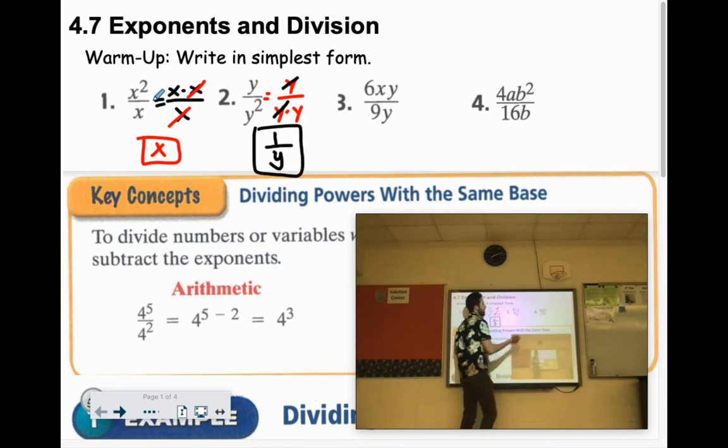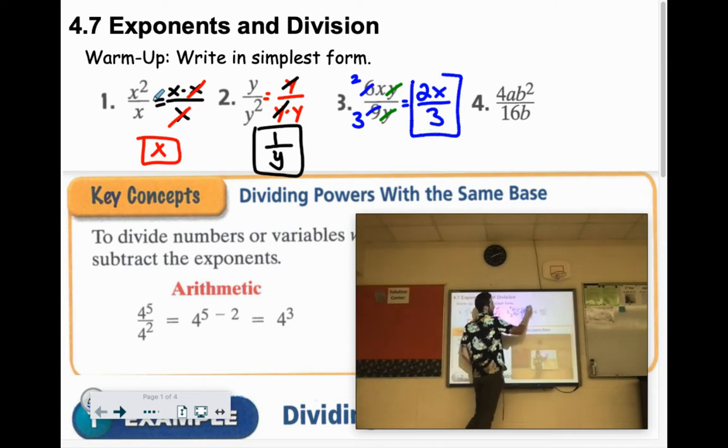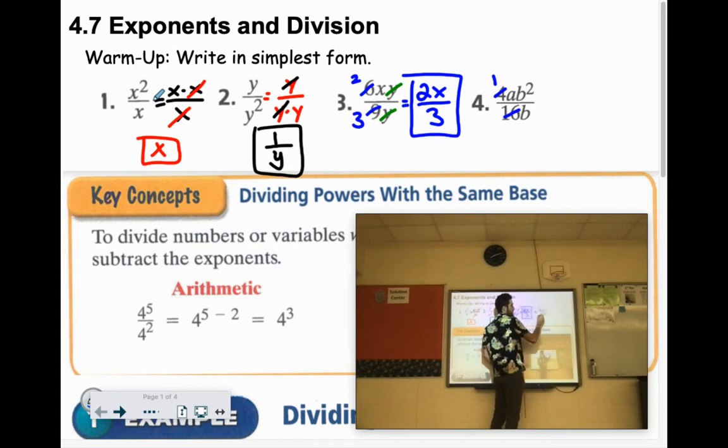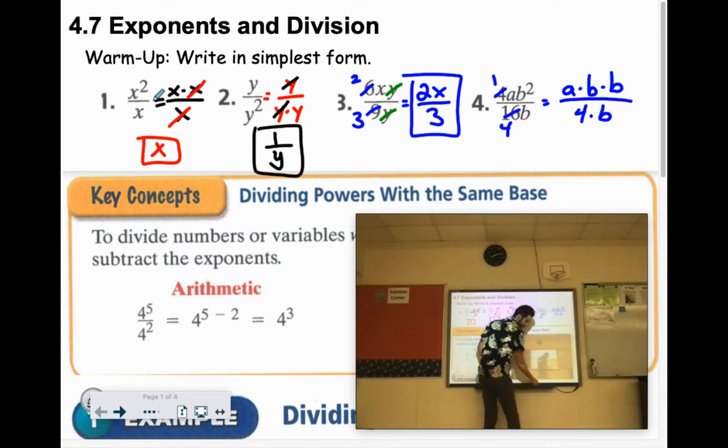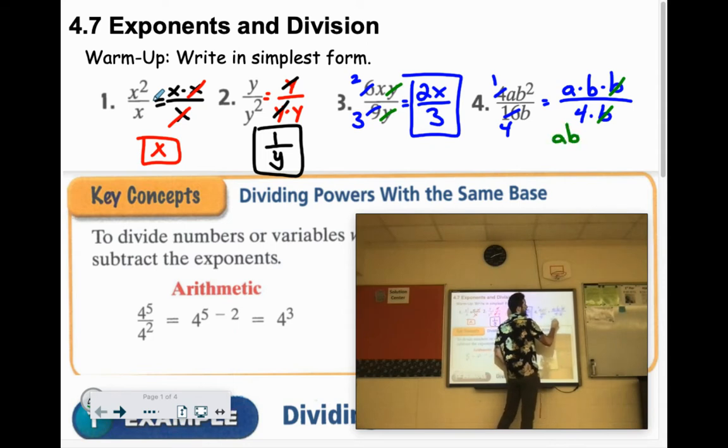Over yonder, I see we can cancel out a y, no problem. And then 6 and 9 have a 3 in common. 3 goes into 6 twice, 3 goes into 9 3 times. So we have 2x over 3. All right, I see 4 goes into 16, 4 times. Let's see, a times b over 4 times b. And we can cancel out b for b. We got ab over 4.